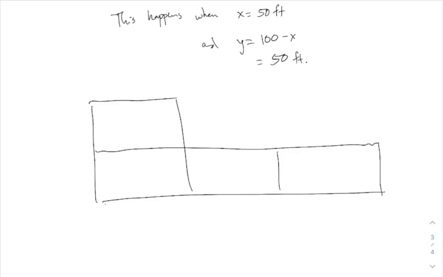Same question, though. What's the biggest area I can enclose? And what sizes of those things will get you the biggest area? All right? And a little spoiler: it's not going to be x equals 50 anymore. Changing it around in this way actually makes it different. Could we talk about it? Is this even different at all?